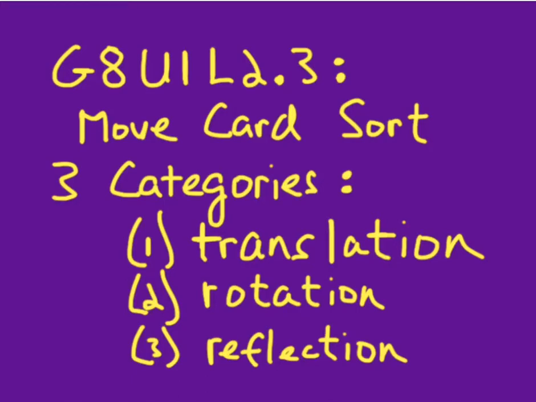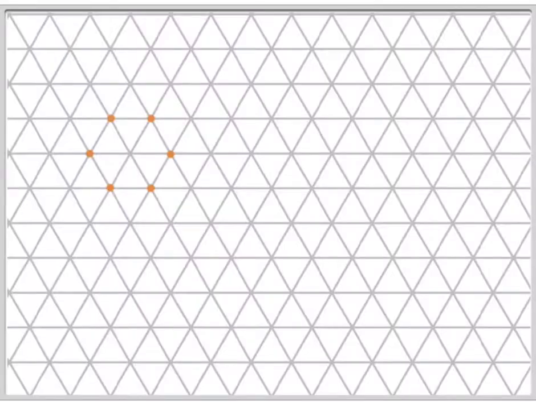This is lesson 2 from unit 1, and it's activity number 3. This is a card sort in which the kids are given cards and they're supposed to sort into 3 different categories. These lessons are on transformations of images, and those categories are 3 different transformations. One is a translation, a second is a rotation, and the third is a reflection. So the kids sort the cards based on those categories.